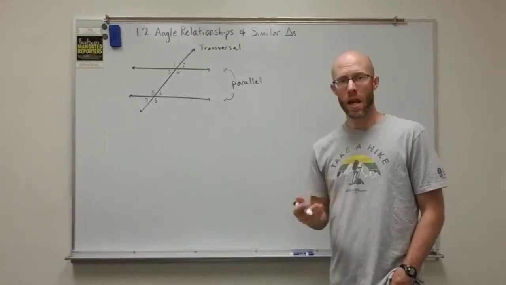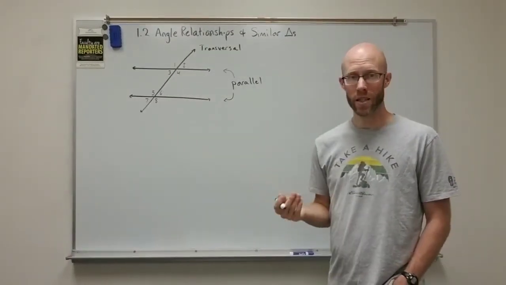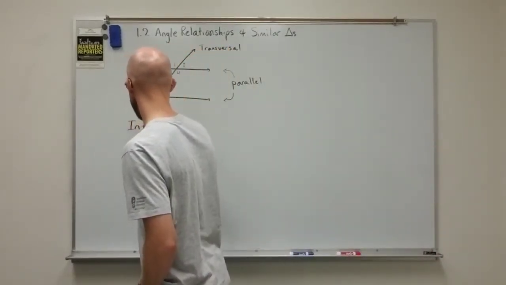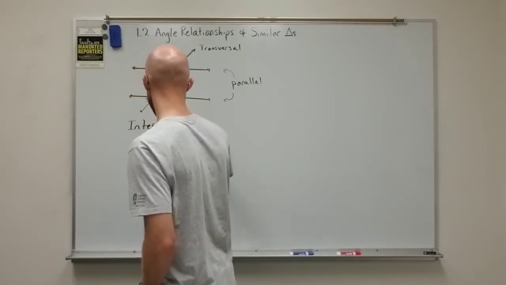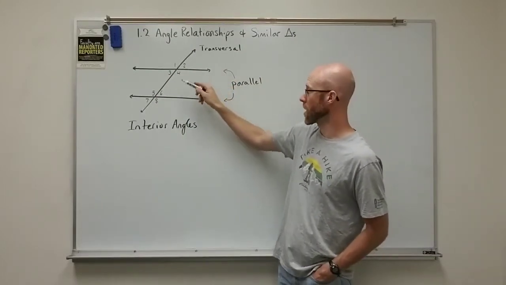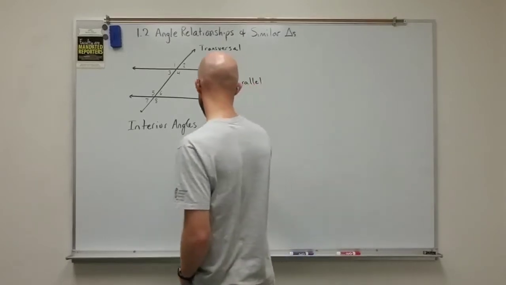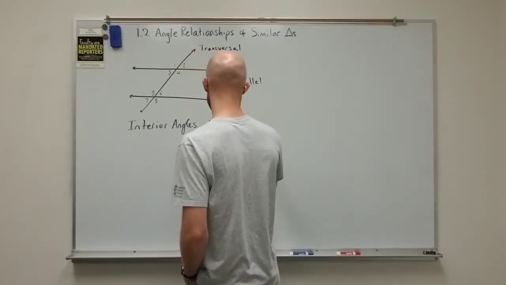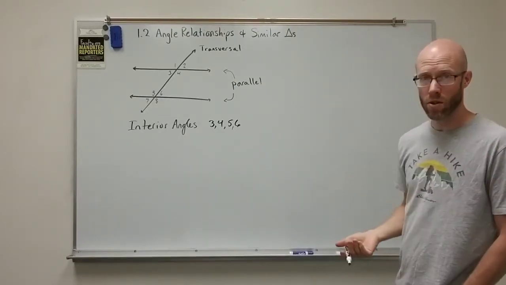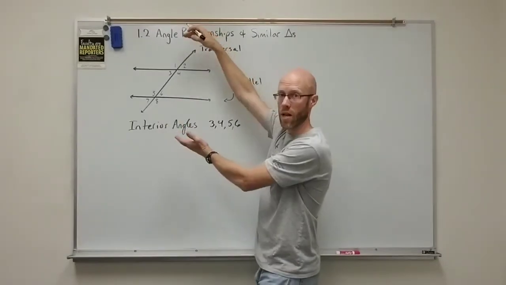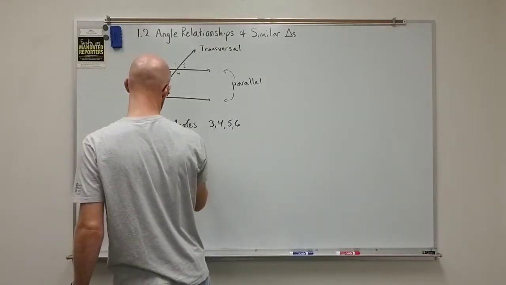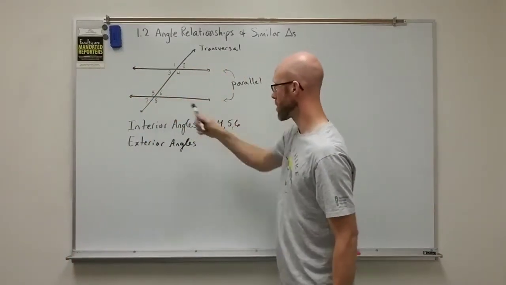Let me first give you some names for these angles. We've got what we call interior angles. The interior angles are the angles between the two parallel lines. So those are the angles 3, 4, 5, and 6. The exterior angles are the ones on the outside of those parallel lines. So that'd be 1, 2, 7, and 8.